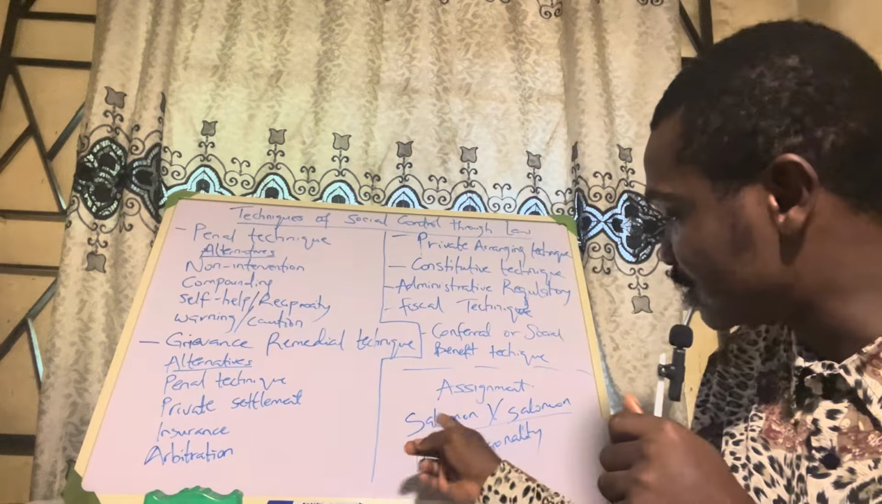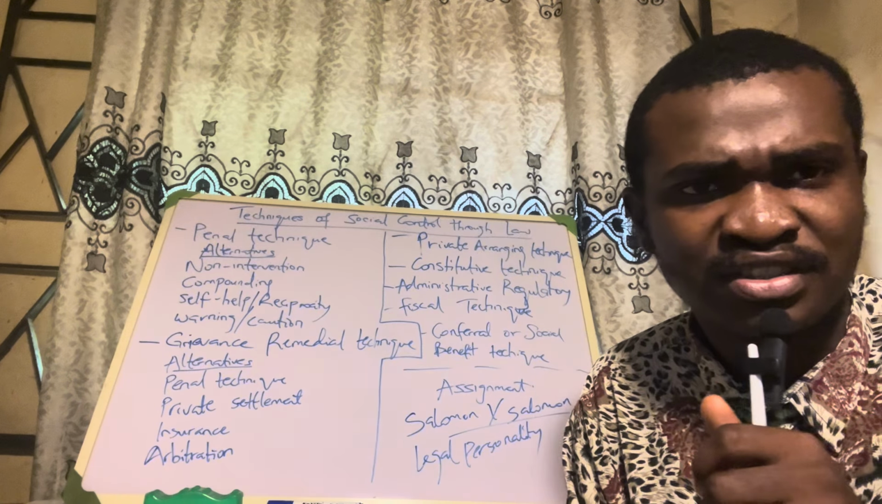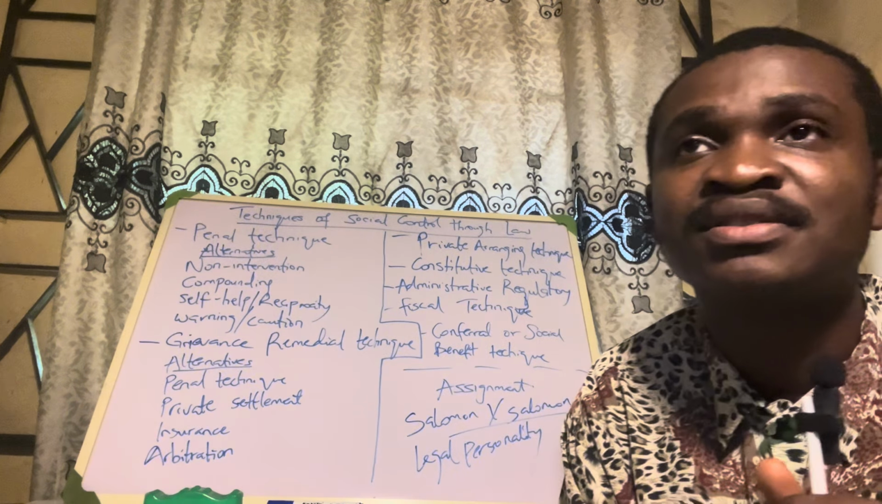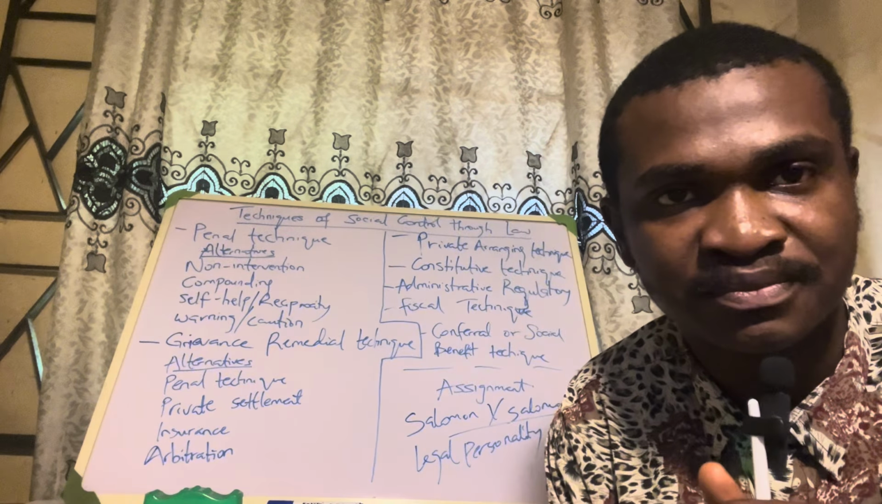So remember, our assignment is for you to go and read Solomon against Solomon and note the meaning of legal personality. The company is an artificial person that can sue and be sued and can enter into contracts.